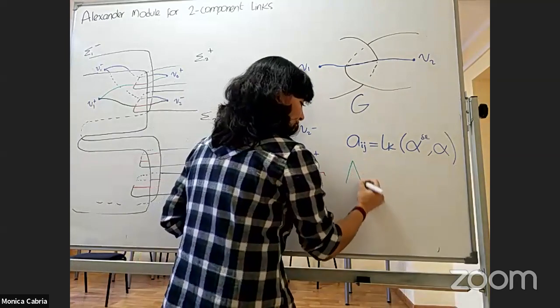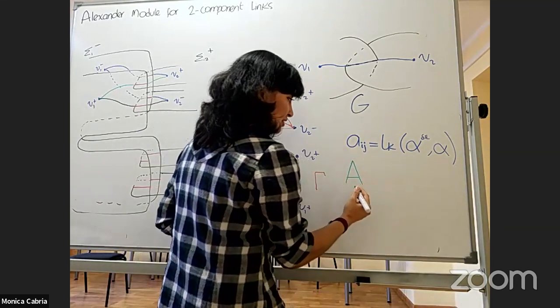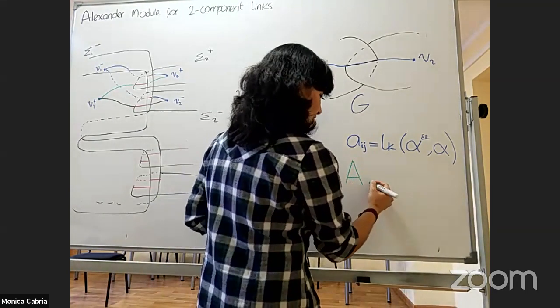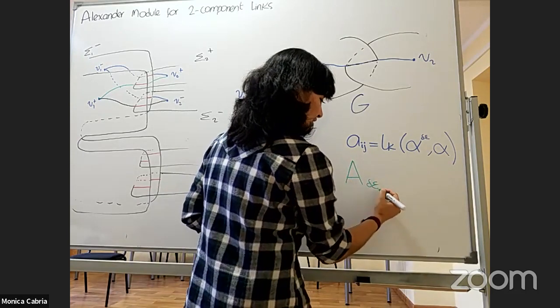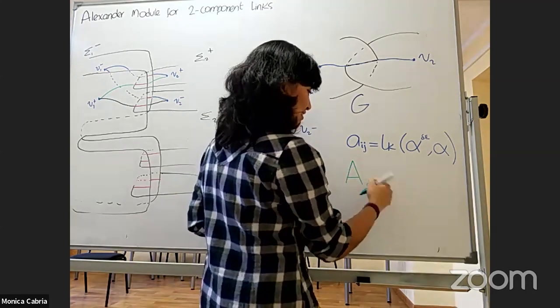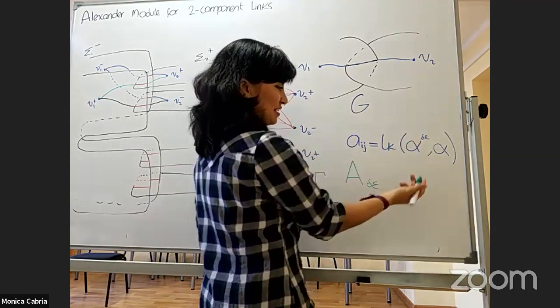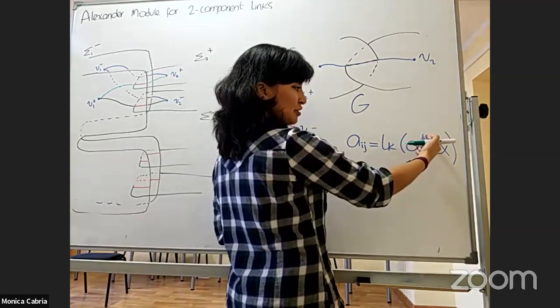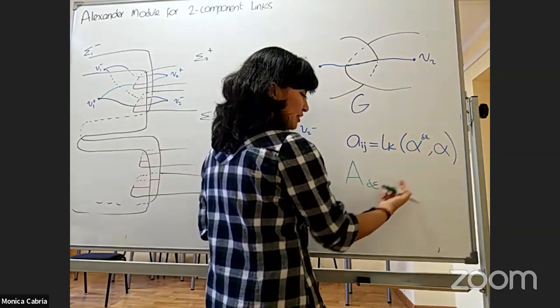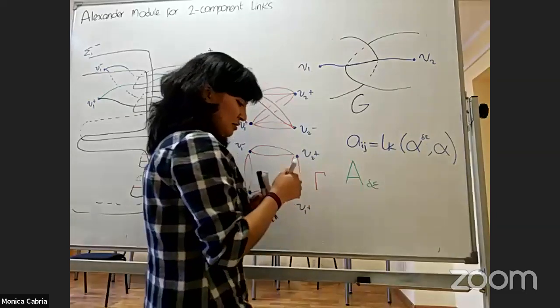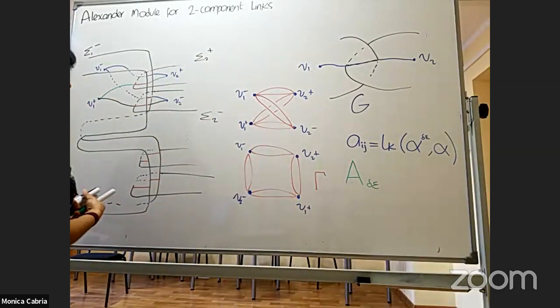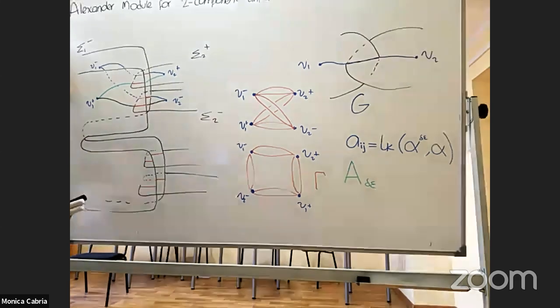So I'm going to define delta sigma as all this. A plus plus will be when I use plus plus here, plus minus will be when I use plus minus here, minus minus and minus plus, same. Okay, so these are our four separate matrices.